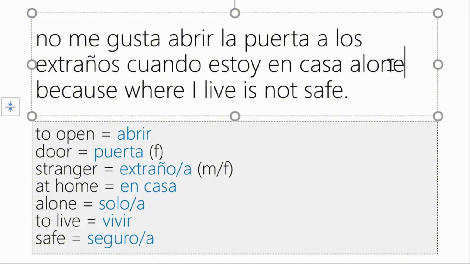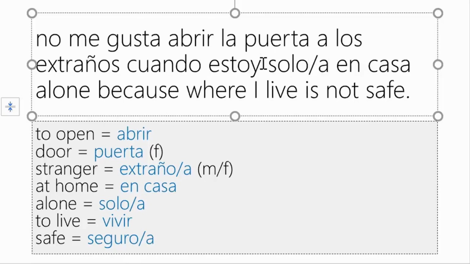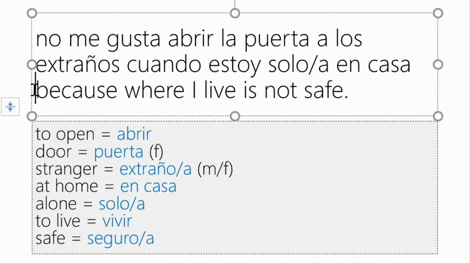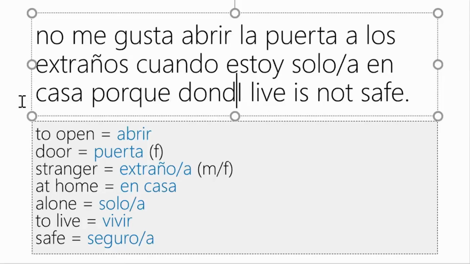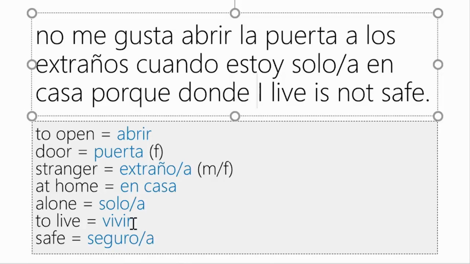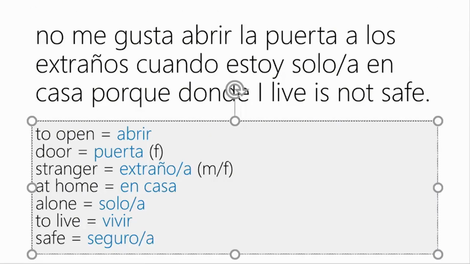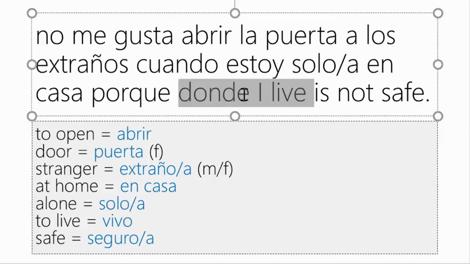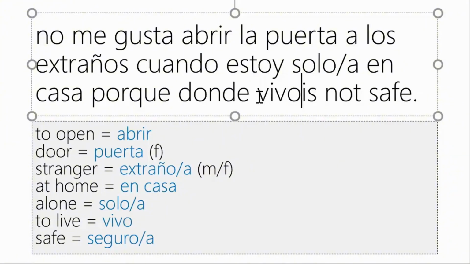Now we mustn't forget that we have the word alone here. So it would be cuando estoy solo or sola en casa, when I'm alone at home. Cuando estoy solo or sola, depending on who the speaker was. The word because and where is easy, right? Porque, donde. Because where I live. Now the verb is vivir. So I live, what would you do? Well, you just get rid of the ending, replace it with an O. Porque donde vivo. Donde vivo, where I live, is not safe. No es seguro.